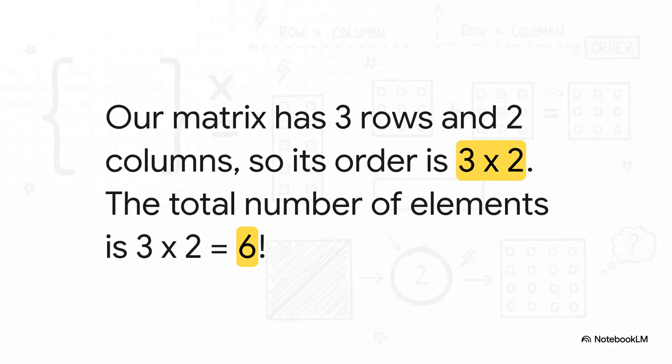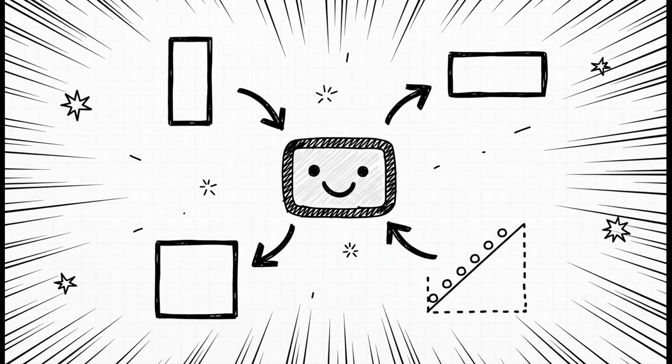Let's look at our Radha Fazia Simran example again. We have 3 rows and 2 columns, right? So we say its order is 3 by 2. And hey, quick trick. If you want to know how many elements are inside without counting, just multiply the order. 3 times 2 is 6. And look, there are 6 elements. It all connects. Awesome.